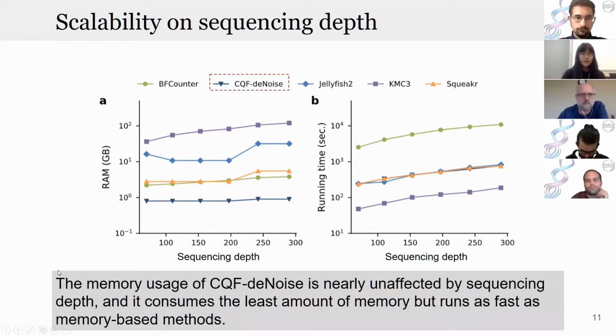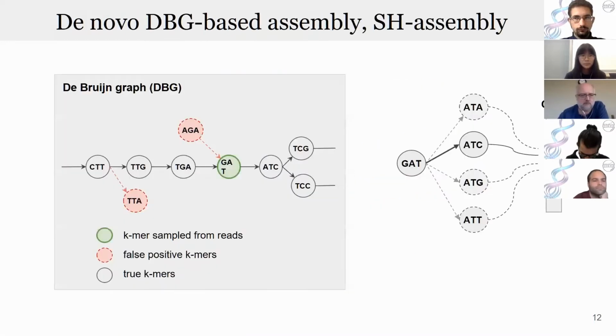Together, they suggest that the memory usage of CQF denoise is nearly unaffected by sequencing depths, and it consumes the least amount of memory but runs as fast as memory-based methods. We further developed a de novo de Bruijn graph-based assembly method, SH assembly. Our method first counts the k-mers using CQF denoise, and then starting from k-mers sampled from reads, we extend the de Bruijn graph by querying for the existence of next k-mers in the CQF.